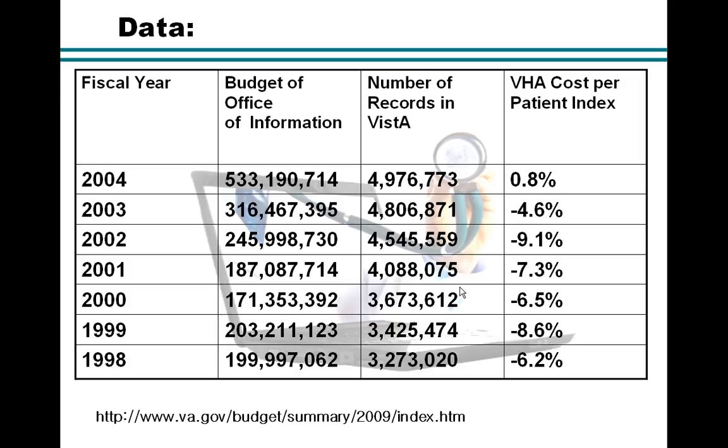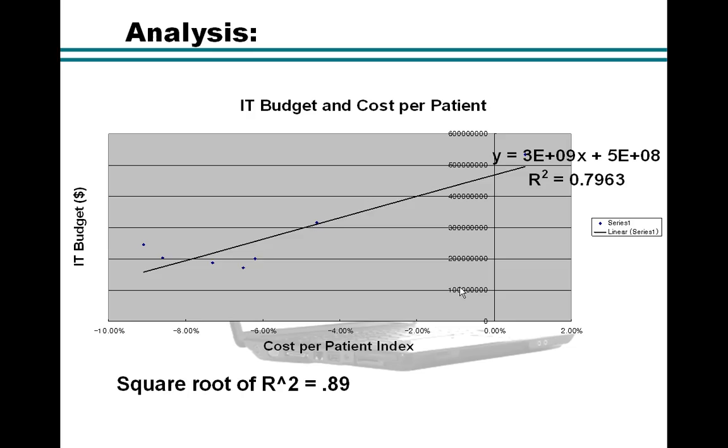These numbers include the budget of office information, number of records in VistA, and the cost per patient index. In order to evaluate the data, we created scatter plot diagrams to illustrate the correlation of the different sets of information. Using statistical knowledge, we know that the stronger the relationship, the more significant the comparison. This diagram shows the correlation between the cost per patient index and the IT budget. The numbers were taken from the data on the previous slide.